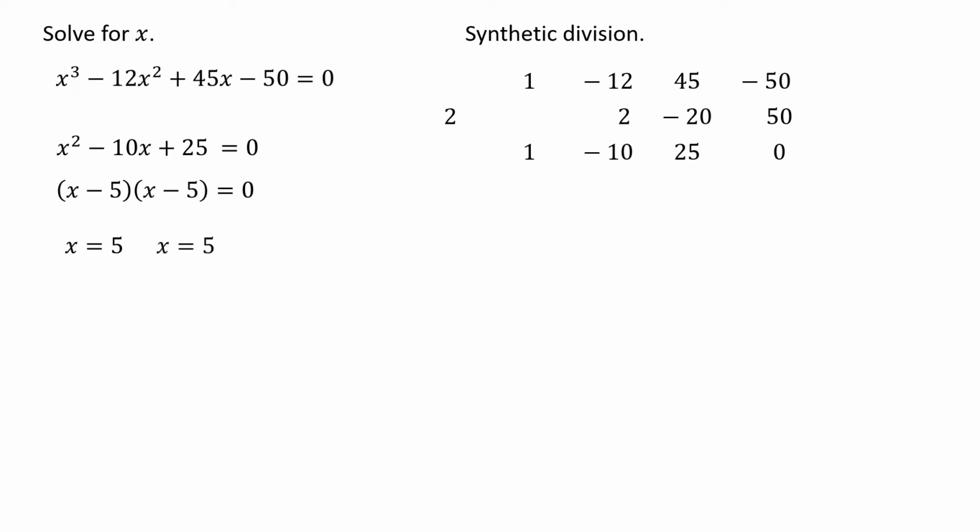It's just going to be 5. So our solution is 2 and 5. The 2 came from synthetic division. The 5 came from factoring.